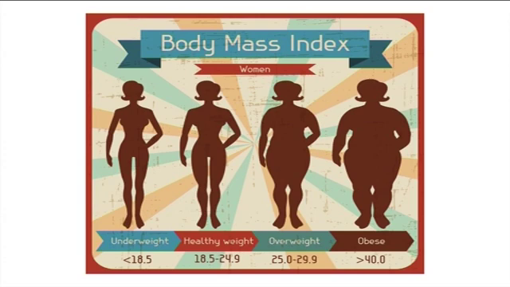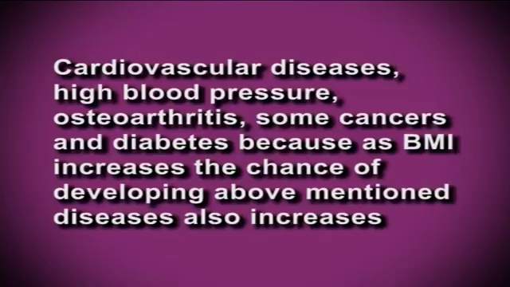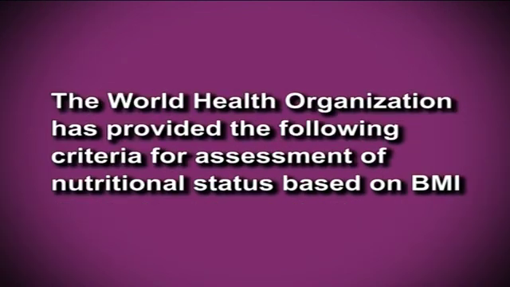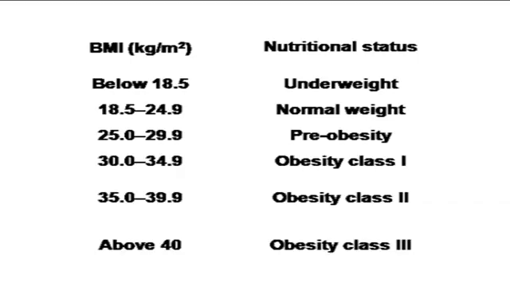The BMI ranges are based on the effect of excessive body fat causing disease and death. BMI was developed as an indicator of risk of developing diseases such as cardiovascular diseases, high blood pressure, osteoarthritis, some cancers and diabetes, because as BMI increases, the chance of developing the above mentioned diseases also increases. Thus, the WHO or the World Health Organization has provided the following criteria for assessment of nutritional status based on BMI. A BMI below 18.5 kg per meter square is termed as underweight.